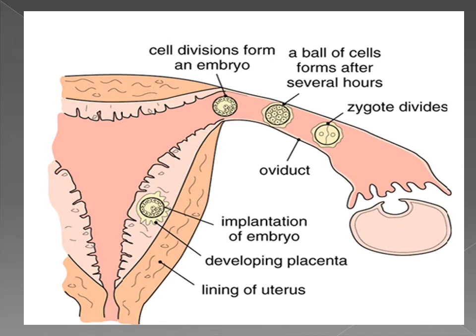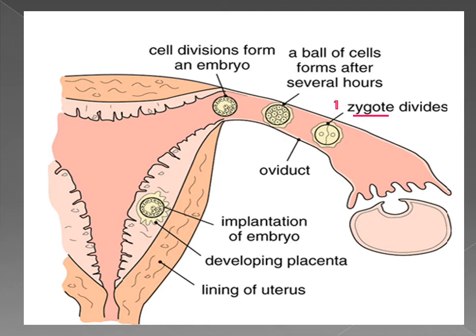Here the zygote divides, and when it divides, we have two exact cells. So this is the first step. After fertilization, the zygote starts to divide. I want you to remember this word, zygote, because then we're going to give it a different name.